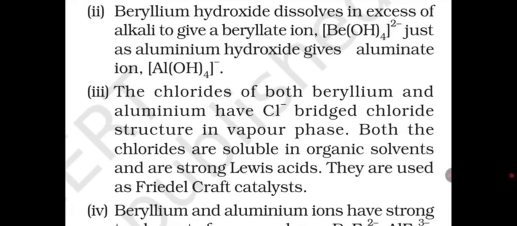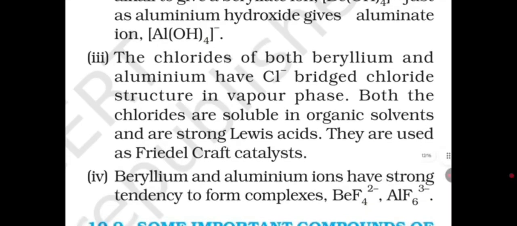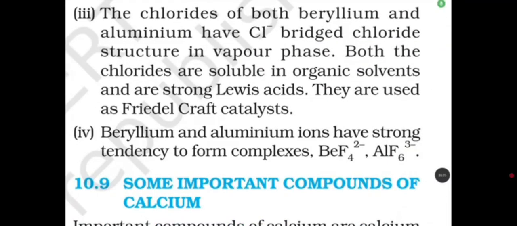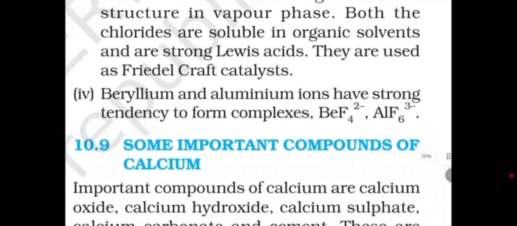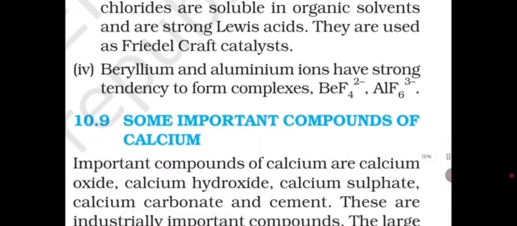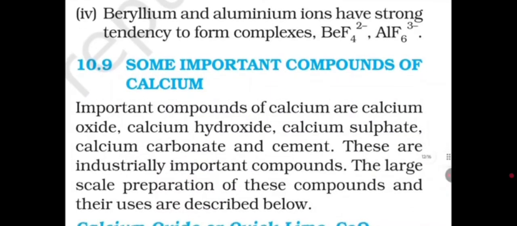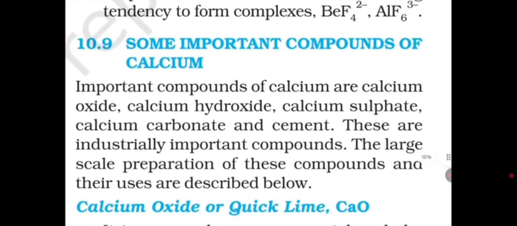Secondly, beryllium hydroxide dissolves in an excess of alkali to give beryllate ion Be(OH)4 2-, just as aluminium hydroxide gives aluminate ion Al(OH)4 -. Third, the chlorides of both beryllium and aluminium have Cl- bridge chloride structure in vapor phase. Both the chlorides are soluble in organic solvents and are strong Lewis acids. They are used as Friedel-Crafts catalyst. Fourthly, beryllium and aluminium ions have strong tendency to form complexes, BeF4 2- and AlF6 3-.